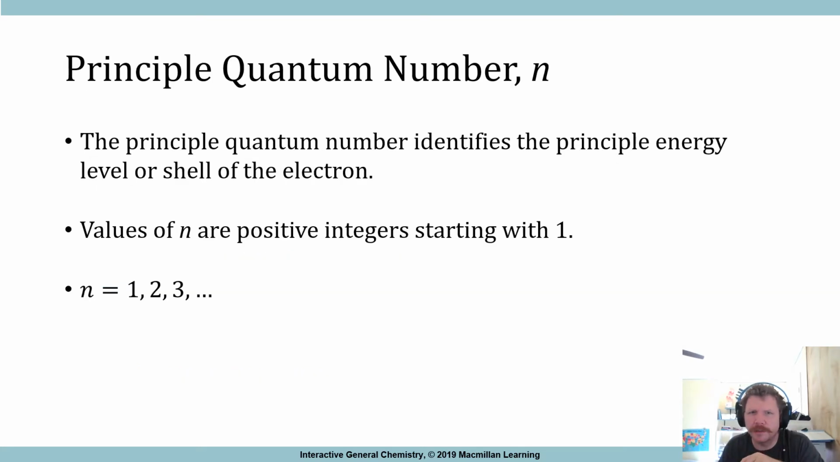Your principal quantum number, N, you can get that straight from the periodic table. This identifies the principal energy level, or shell, of an electron. These values are going to be positive values, and they start with 1. They can be 1, 2, 3, 4, 5. So N cannot be 0. N cannot be -1.